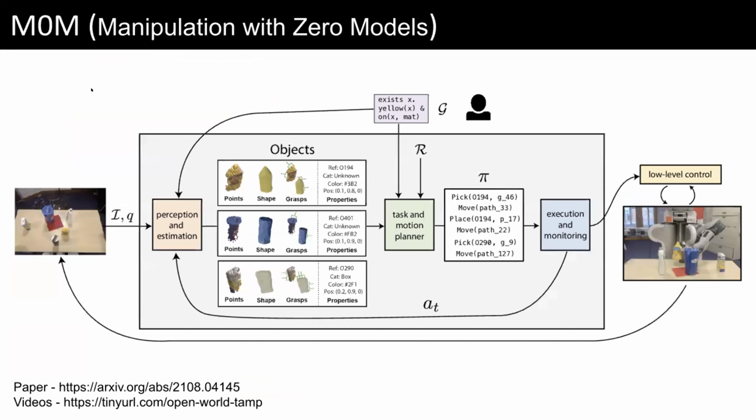MOM is a closed loop policy that maps from RGBD images and robot joint encoder measurements to robot joint position commands. The policy is goal conditioned, and the goal is specified in the form of a first order logical expression that quantifies over object properties.